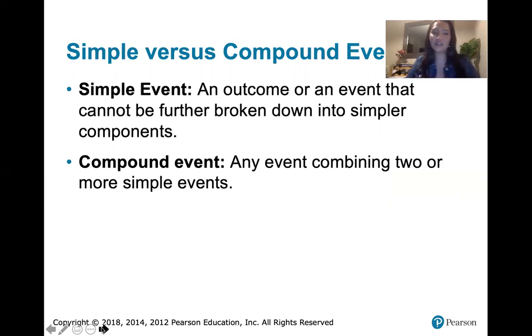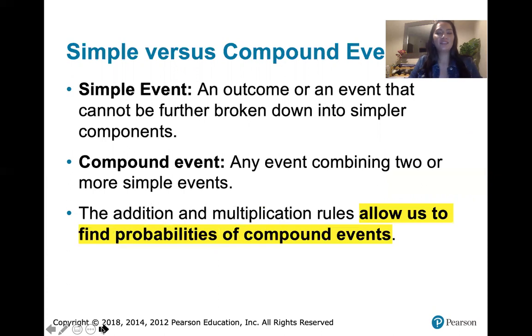So I've already seen some examples of this. We're going to revisit those examples. Now we're going to use our new terminology, which is that an event combining two or more simple events is called a compound event. Now, the addition and multiplication rules that we'll be studying in this lesson allow us to find probabilities of compound events. In lesson 4.1, we could just use those 4 approaches to compute the probability of a simple event. Now we want probabilities of compound events, and the addition and multiplication rules are appropriate here.